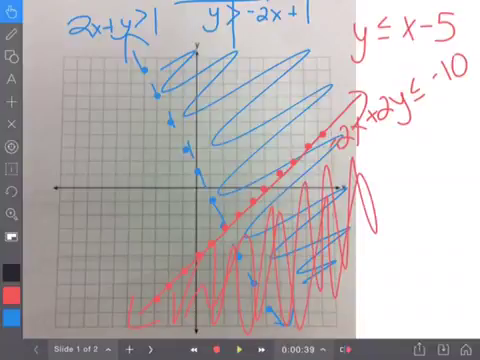We can now use this graph to determine solutions to the system of inequalities. In other words, solutions that will work in both inequalities. Take a second now, and on your paper, decide if you think that the point 2, negative 3 is a solution to the system or is not a solution to the system.